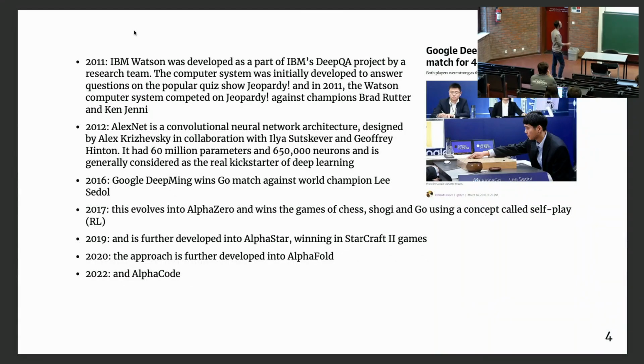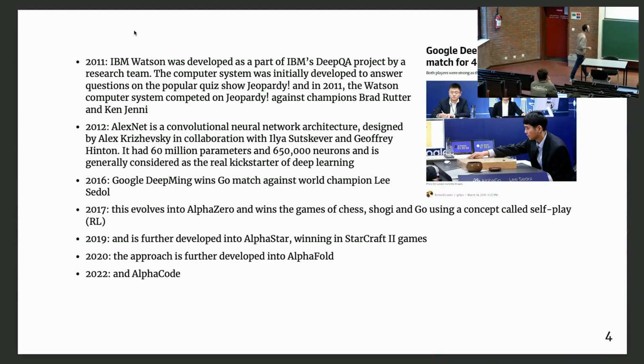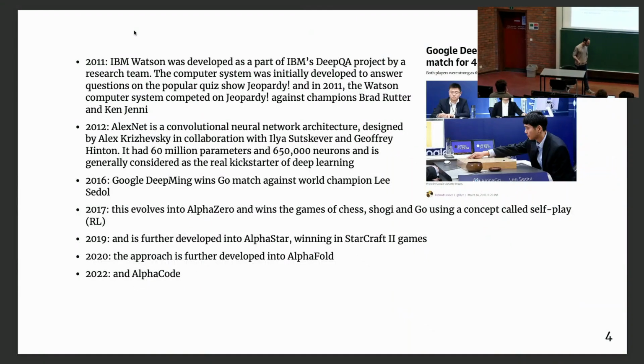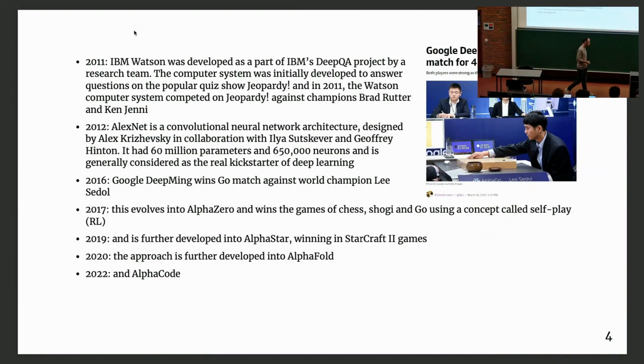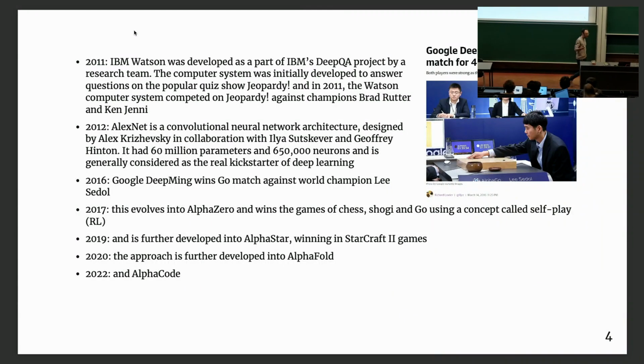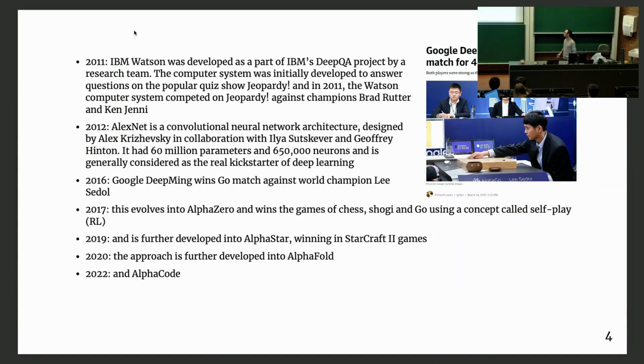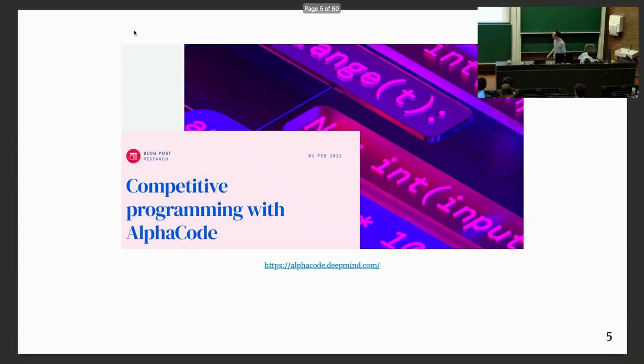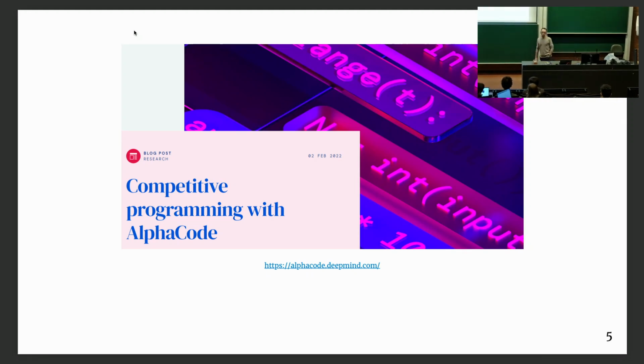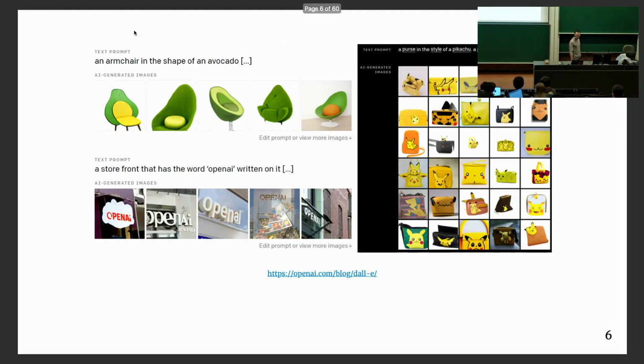And then we had Google DeepMind winning the Go match against Lee Sedol with their reinforcement learning approach, and that ended up in things such as AlphaFold, AlphaStar, AlphaCode, and many others. What else have we seen? This is AlphaCode, for instance, competitive programming, 2022. How young we were back then, right?